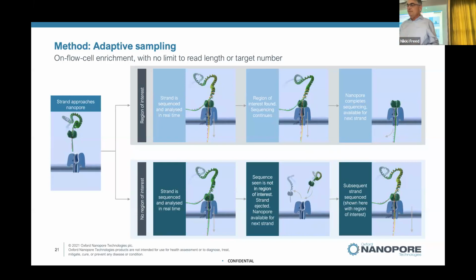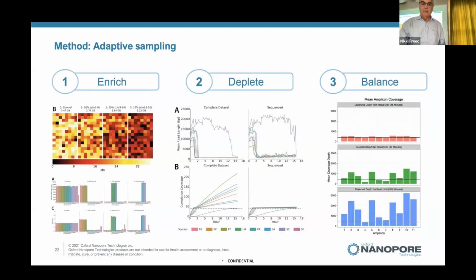However, if it's not there, the hardware is told to reverse the polarity of that one pore, eject the strand from the pore, and continue sequencing. So you end up with a whole lot of 100 to 200 base pair off-target reads, genome wide, and then full length for the ones that you want. And you can easily get 10 to 20-fold coverage with those on target.